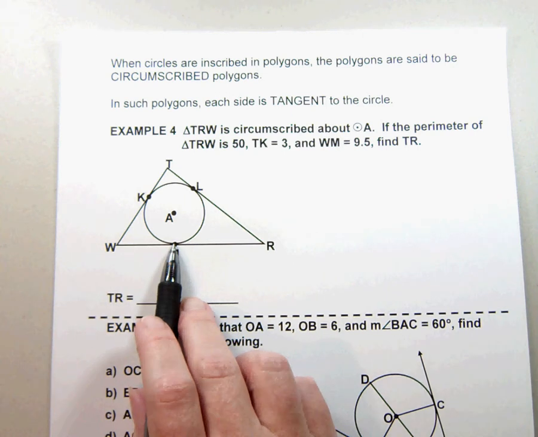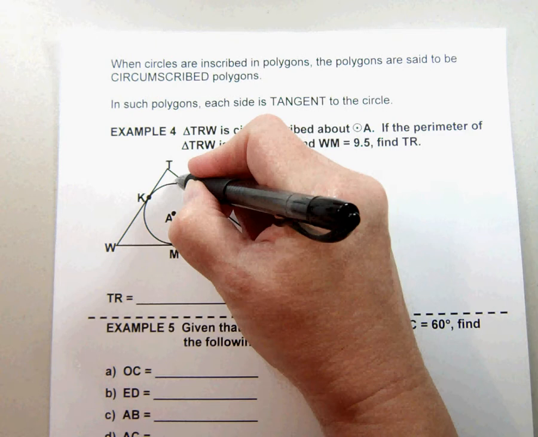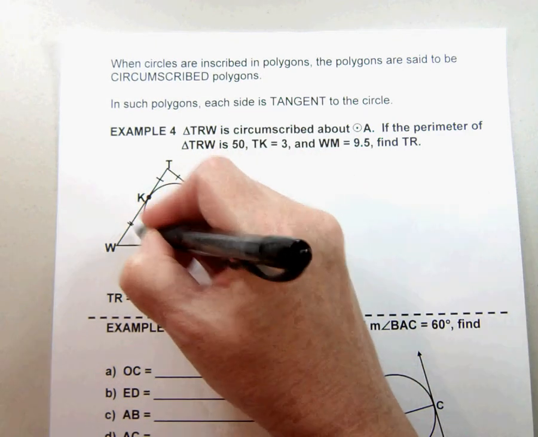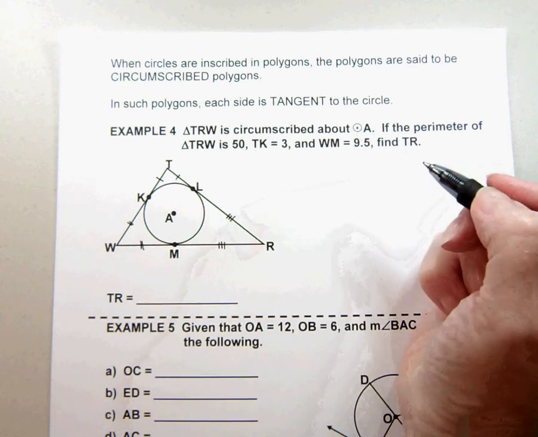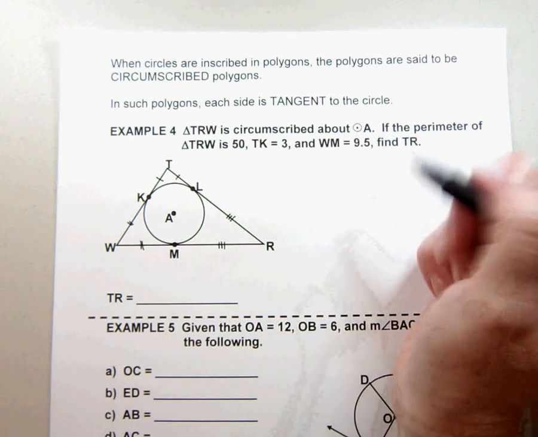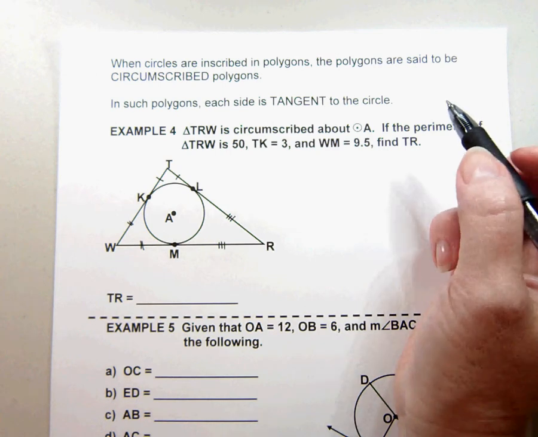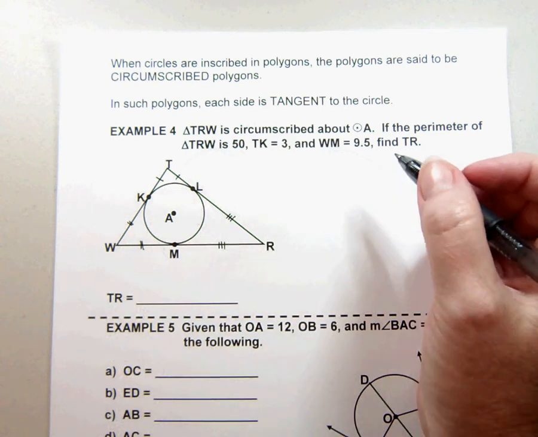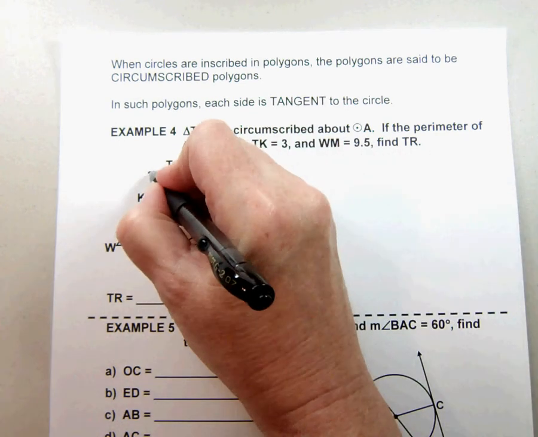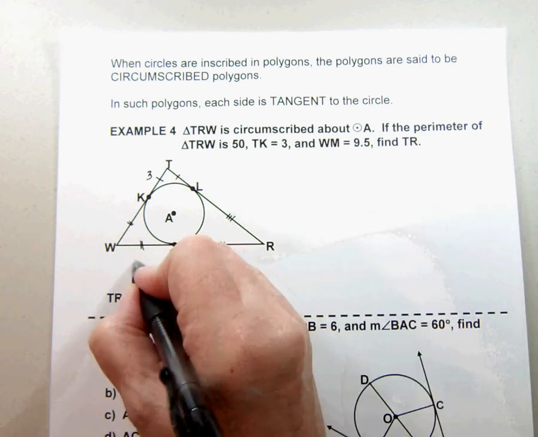So one thing by looking at this picture before we even start, we know that these are the same length, these are the same length, and these are the same length from the theorem on the other page. So that's going to help us solve this problem. They're telling us that the perimeter of the large triangle is 50, and they give us the length of TK. Let's label that. That's 3. And the length of WM is 9.5.